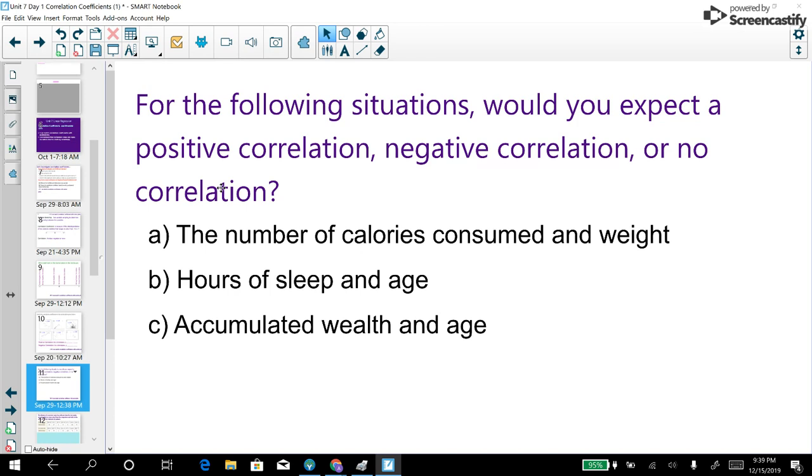Hours of sleep and age. Most of you would probably say that babies sleep a lot more than teenagers, so that would be a negative correlation. And then accumulated wealth and age. Generally speaking, the amount of wealth that you have will go up with your age, so that is going to be a positive correlation.